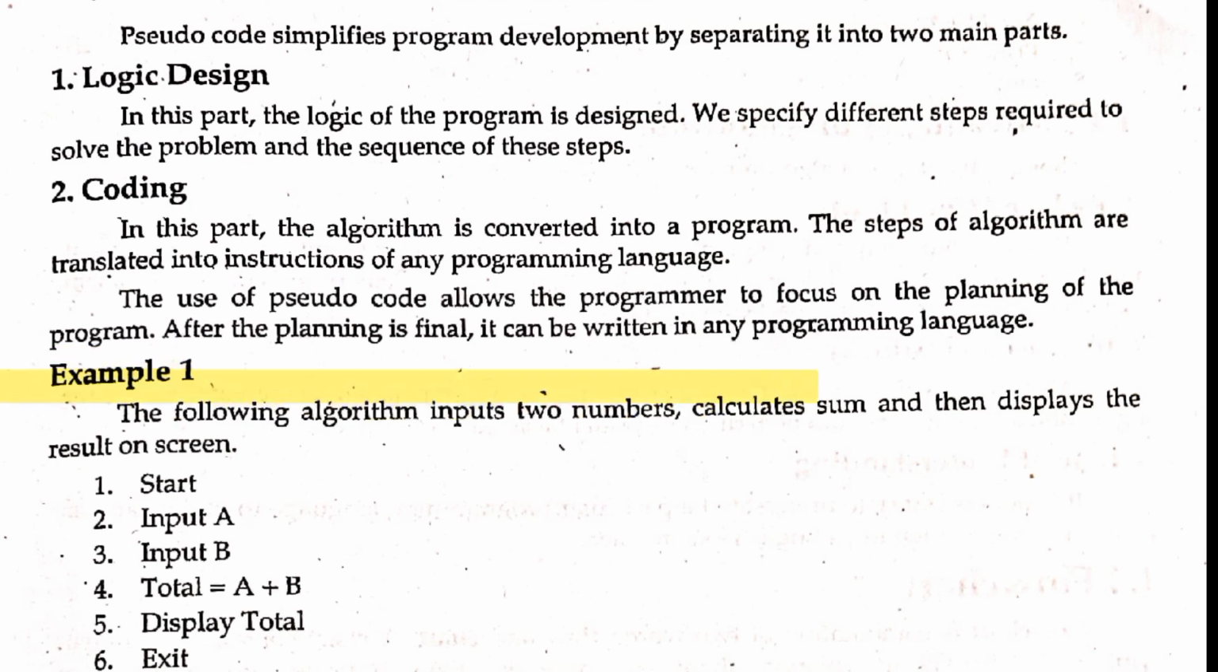Example 1. The following algorithm inputs two numbers, calculates sum and then displays the result on screen. 1. Start. 2. Input A. 3. Input B. 4. Total equals A plus B. 5. Display total. 6. Exit.